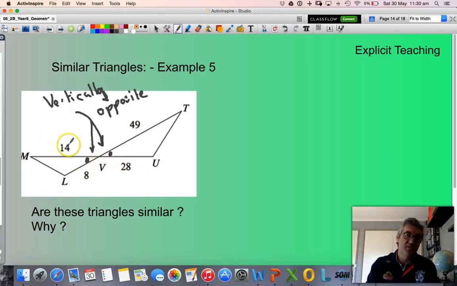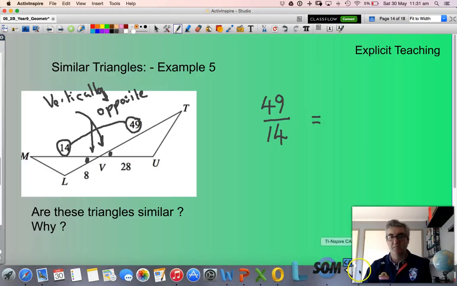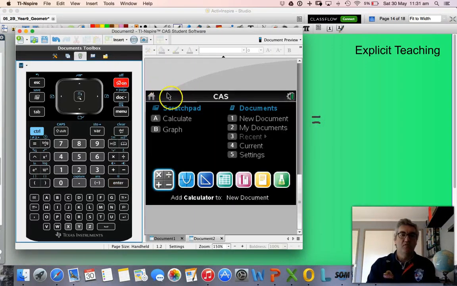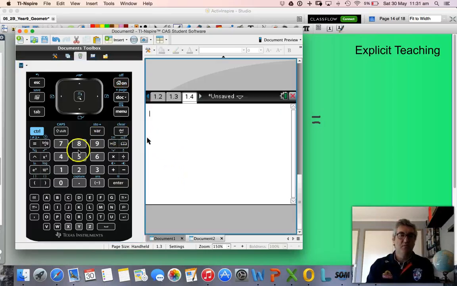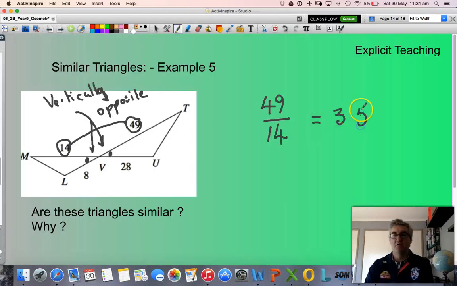So on this side, the highest is 14, and over here, 49. So what is that scale factor? So 49 divided by 14. What's that equal? Quickly to my calculator. 49 divided by 14. There we go. 3.5. Do I have the same ratio here between those two?